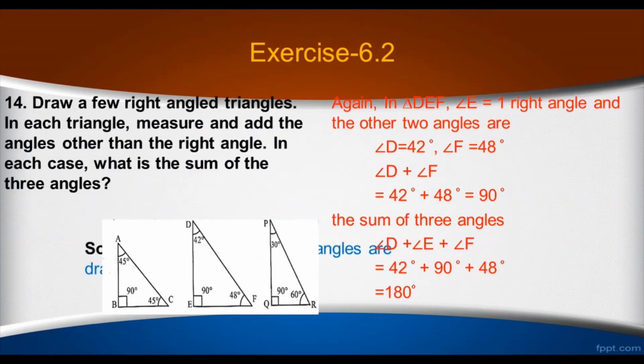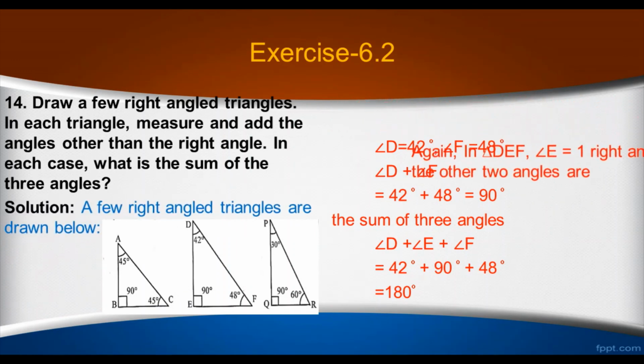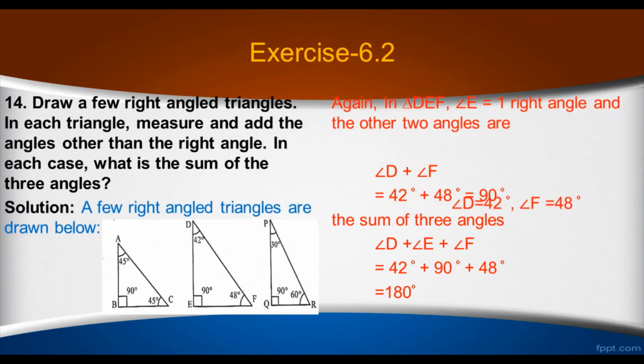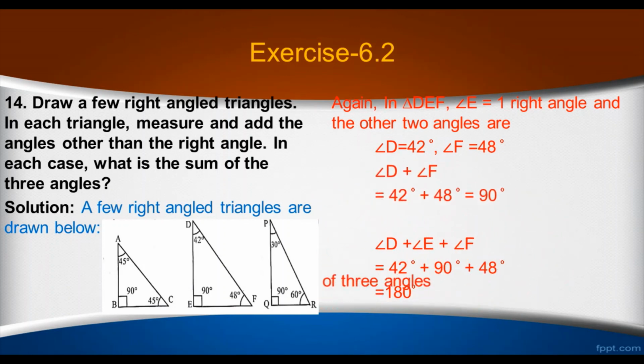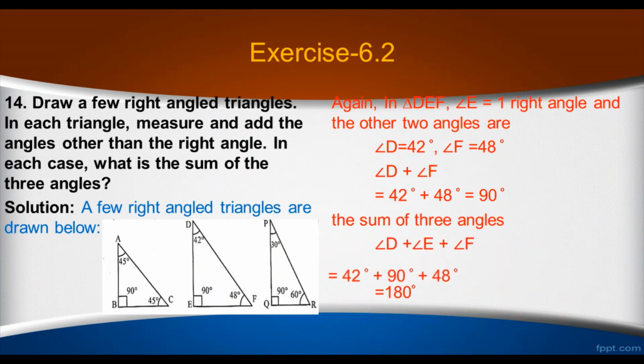So this is question number 14, my dear students, and we are discussing the second triangle DEF. After adding these two angles, we get 90 degrees, and the sum of the total three angles would be 180 degrees, as we desired.